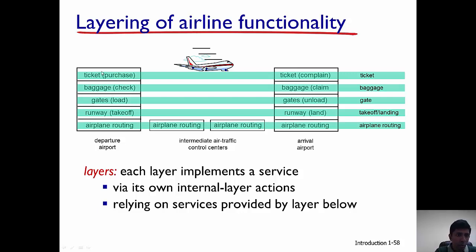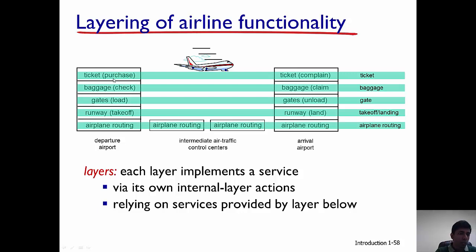For example, when you are purchasing your ticket, you are not worrying about how the plane is going to take off from the runway. In fact, you are not even worrying about how you're going to check in your baggage. And so this kind of layering helps to divide the tasks up. It also helps in that you can change some of the functionality of one layer without changing the functionality of the other layer.